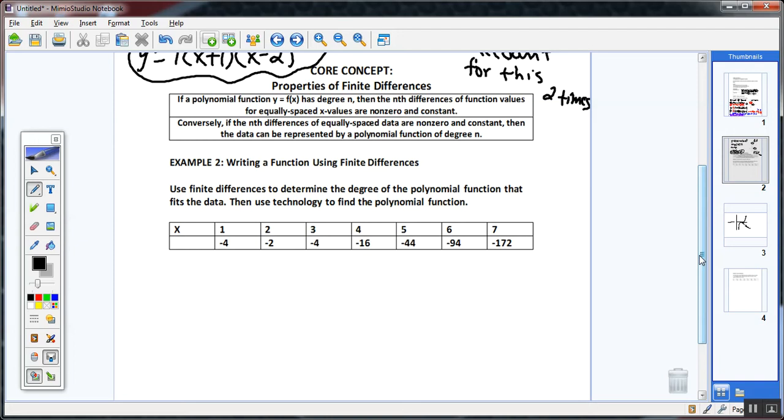Core concept right here, pretty important right here. I like this type of stuff, okay? We're going to use this type of stuff to finish up our notes. This is not going to take very long today. Example 2 says writing a function using finite differences. It says use finite differences to determine the degree of the polynomial function that fits the data. Then use what?